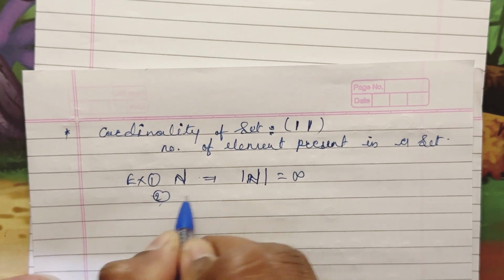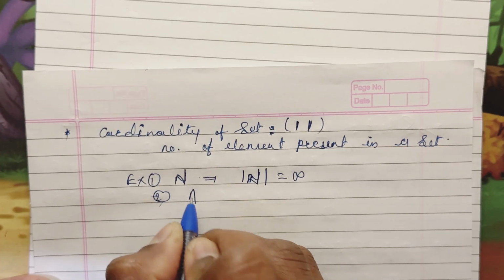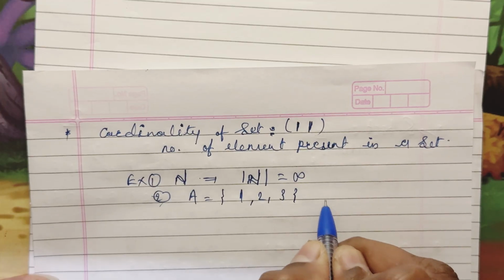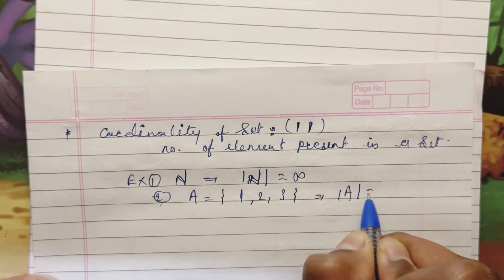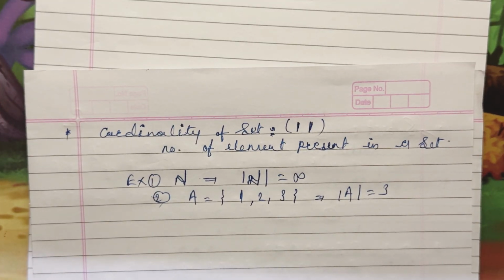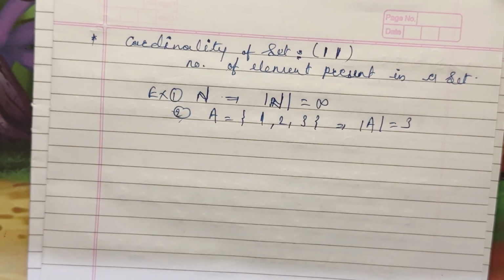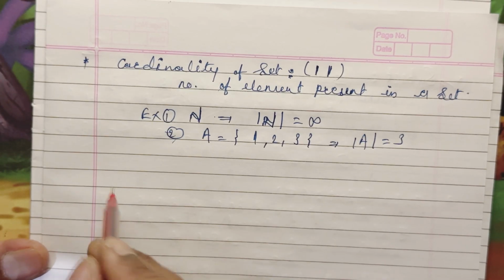Okay, so if you take another example, a capital A set as {1, 2, 3}, the cardinality of A is 3. So this one is the example for the cardinality of a set. I hope you all have understood the meaning of cardinality of a set. We go for the next important point, power set.